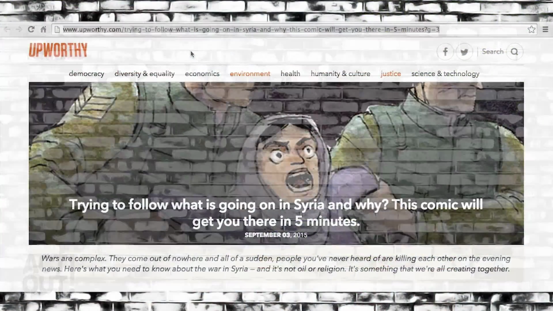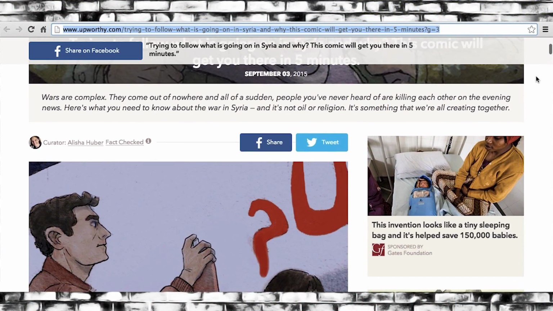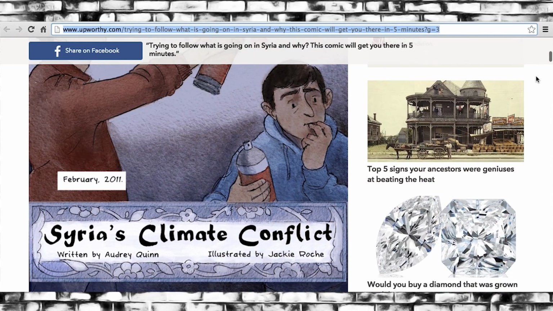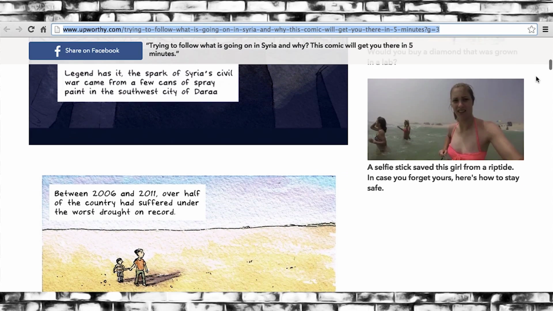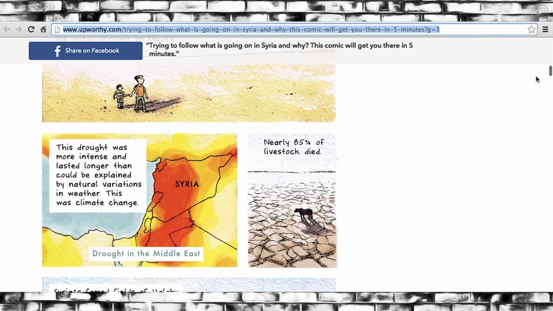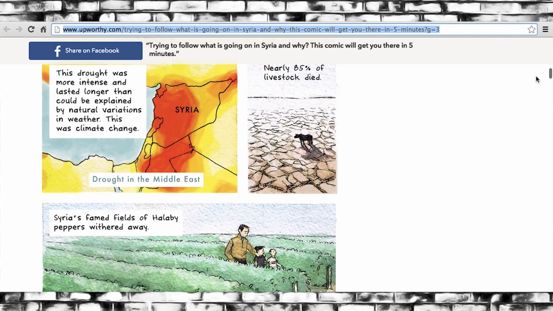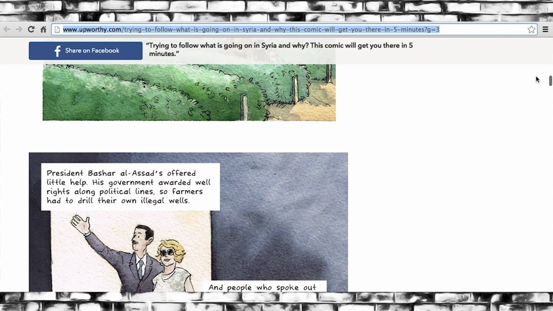Now, speaking of climate change, let's talk about Syria. It's not a connection that you might have considered before taking a look at this graphic. Audrey Quinn and Jackie Roche created a visual representation of the backstory to the Syrian conflict. And it's not something often considered or really widely talked about, even nominally talked about. This graphic suggests that what led to the uprising, which in turn led to Bashar al-Assad's retaliation, wasn't just Arab Spring fever, it was climate change.